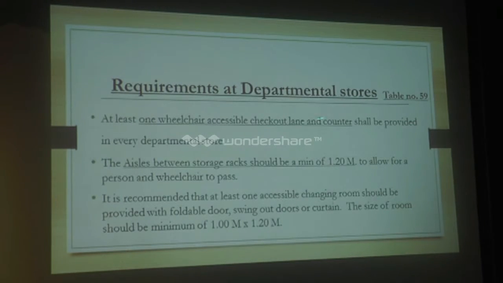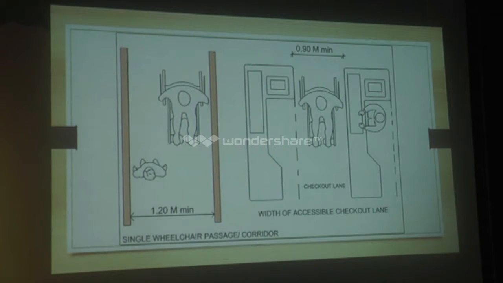At least 1 wheelchair accessible checkout lane and counter shall be provided in every department store. So we see such arrangement nowadays. Then the high-rise storage rack aisle should be minimum 1.2 meter to allow for a person and wheelchair to pass. It is recommended that at least 1 accessible changing room should be provided with a foldable door. Next. So the typical images shown for the aisle as well as the counter.